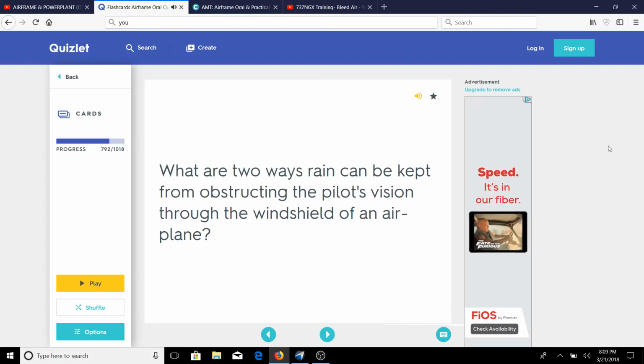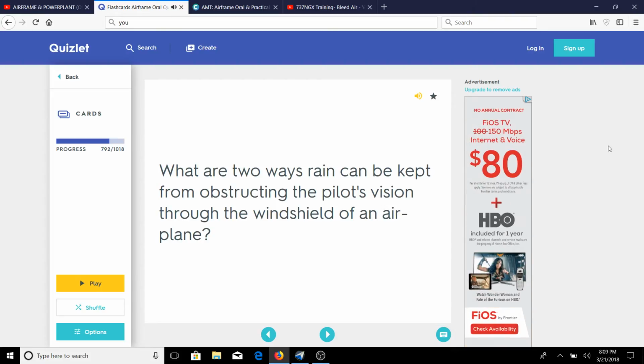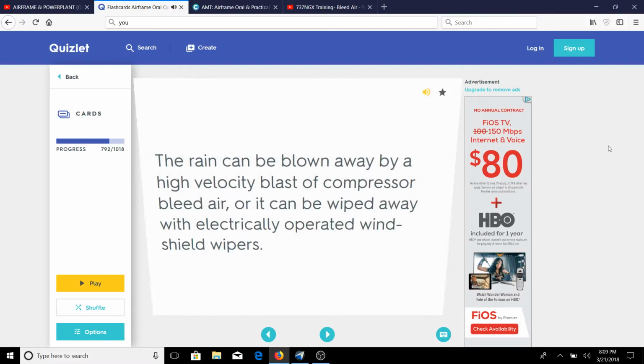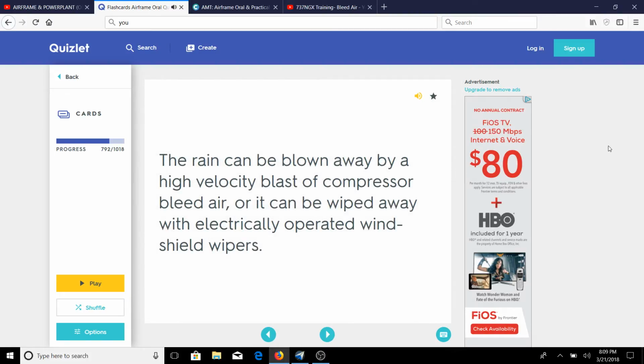What are 2 ways rain can be kept from obstructing the pilot's vision through the windshield of an airplane? The rain can be blown away by a high-velocity blast of compressor bleed air, or it can be wiped away with electrically operated windshield wipers.